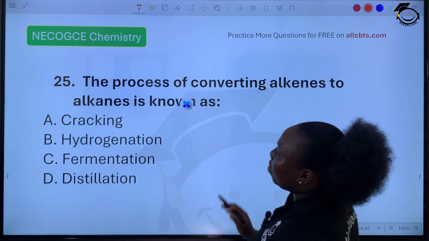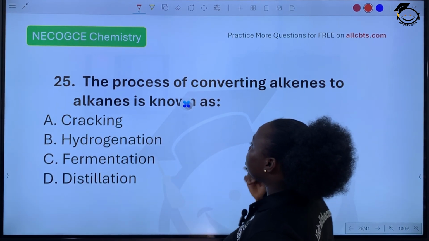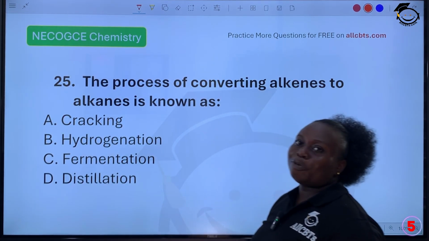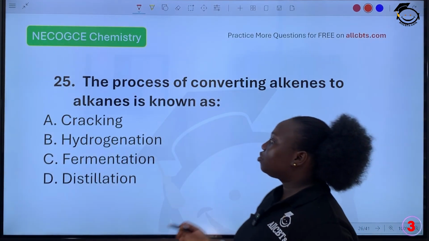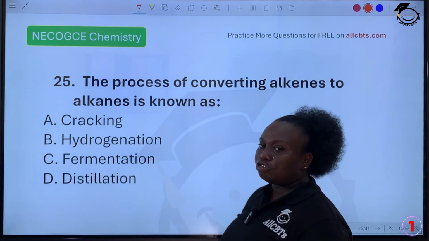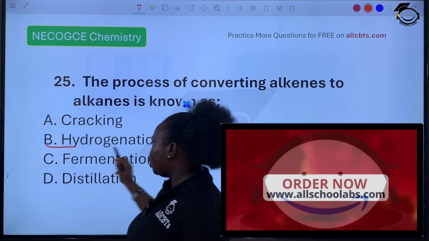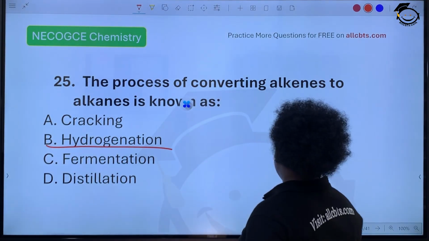Number 25, the process of converting alkenes to alkanes is known as what? Now we have seen that earlier. We saw how we reacted ethene with hydrogen and it gave us ethane, and it is called hydrogenation.